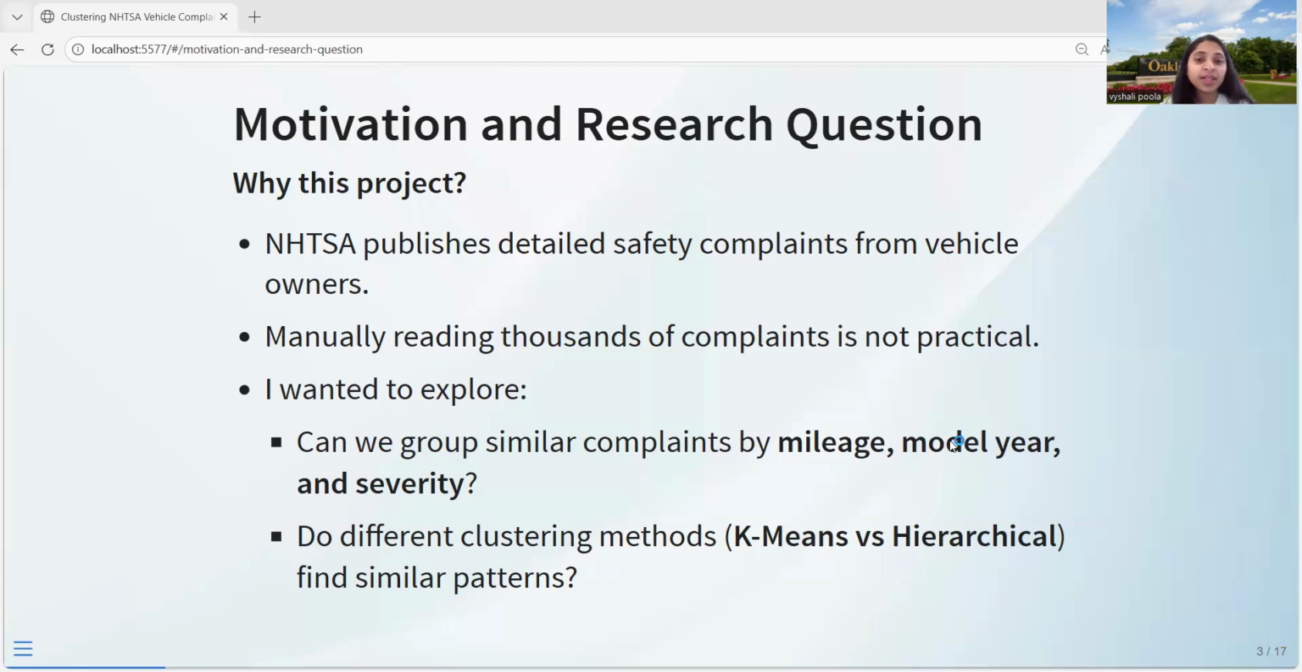Two key questions were focused on: can complaints be grouped in a way that reveals meaningful safety trends? Do different clustering methods provide similar insights, or do they behave differently?